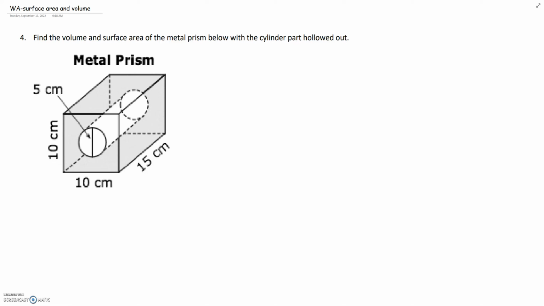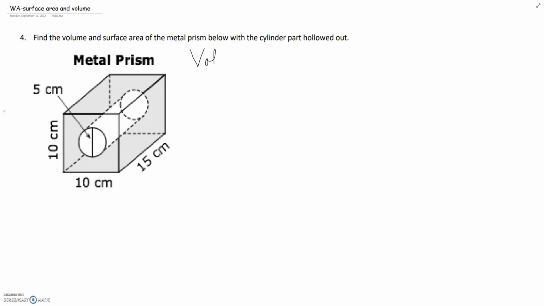Hey class, this is the written assignment for surface area and volume, the metal prism problem. I don't think we have an issue with finding the volume of this shape, but I wanted to go over it just in case, and then we'll look at the surface area, because I think that would be something you might need a little help on. Okay, so let's do volume first.